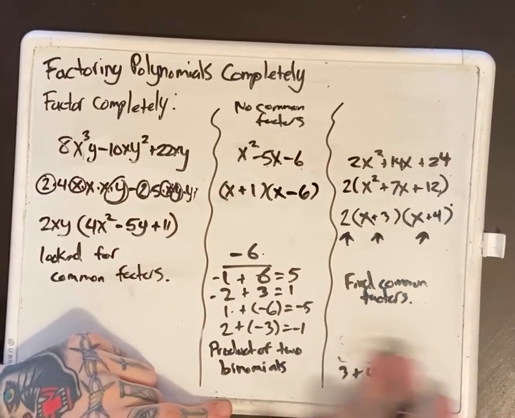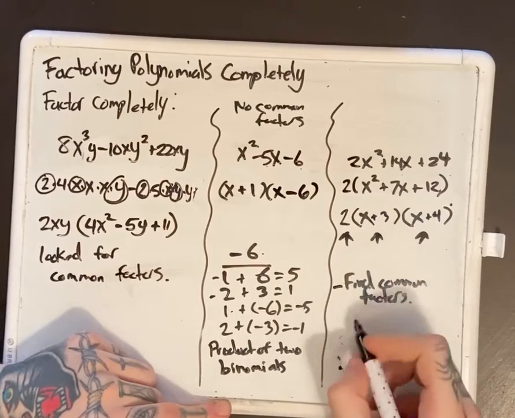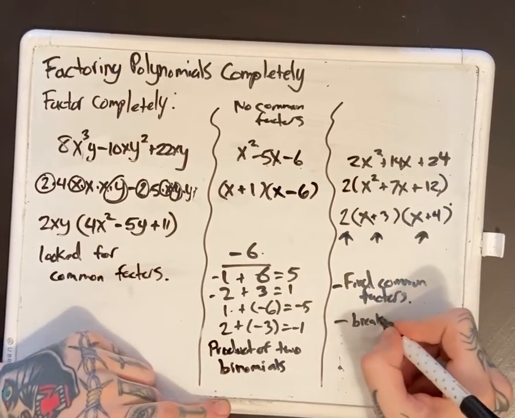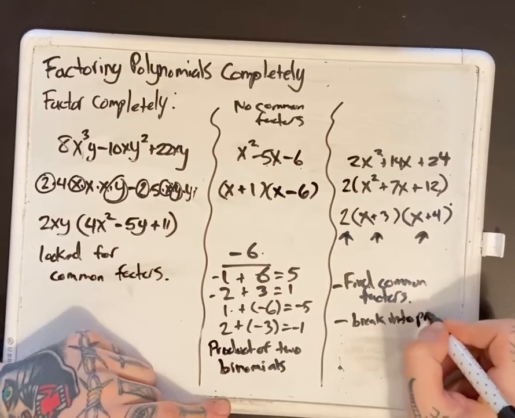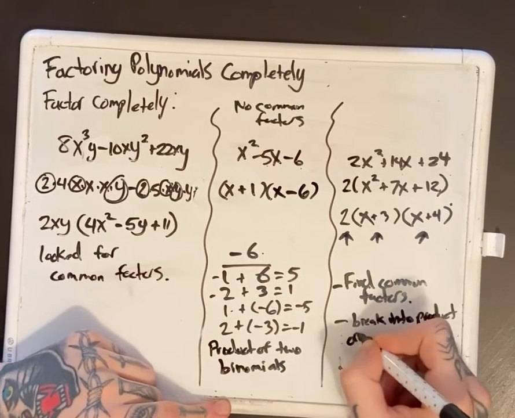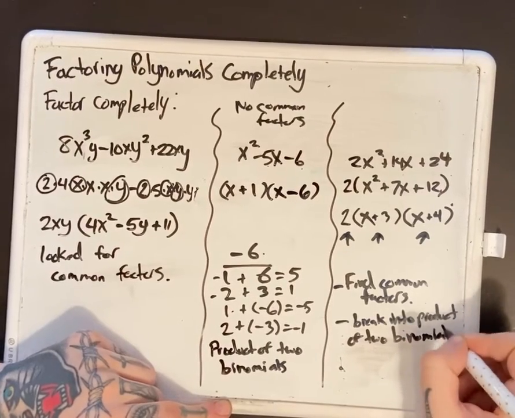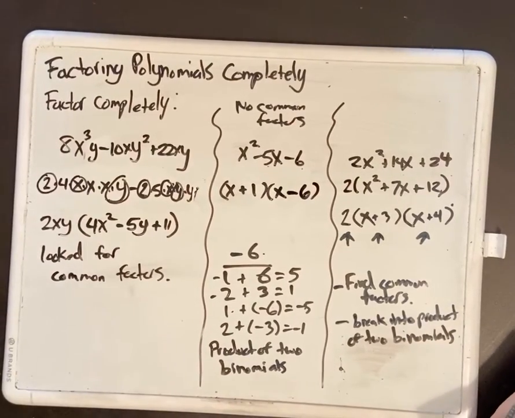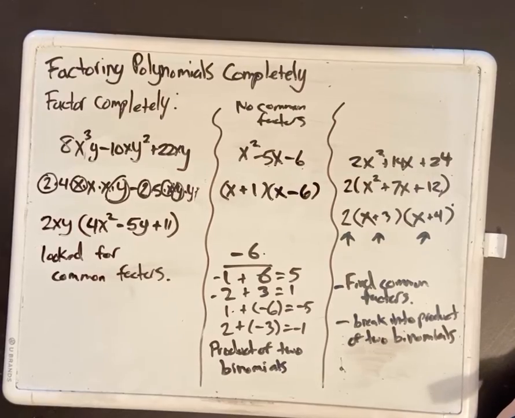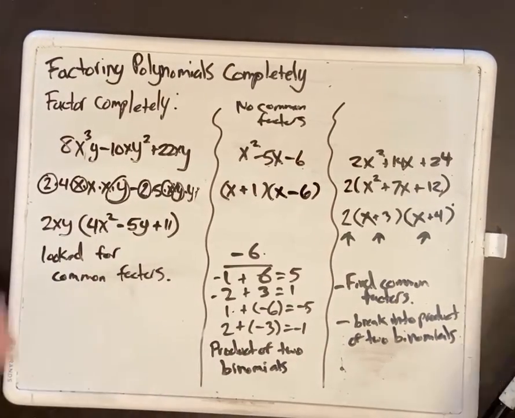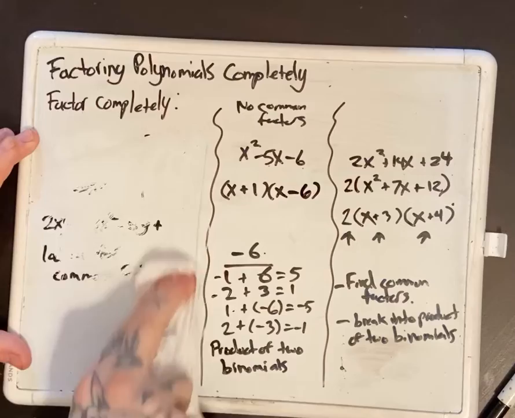So first we find common factors, and then second we break into the product of two binomials. All right? So if this one doesn't make sense, let's just look at a number example real quick.